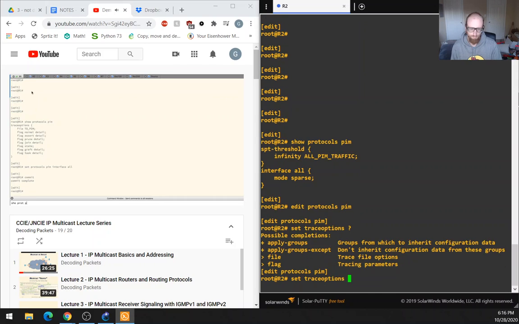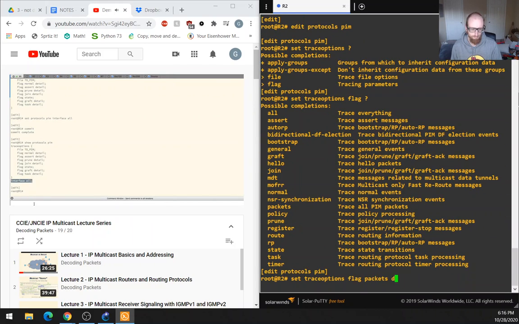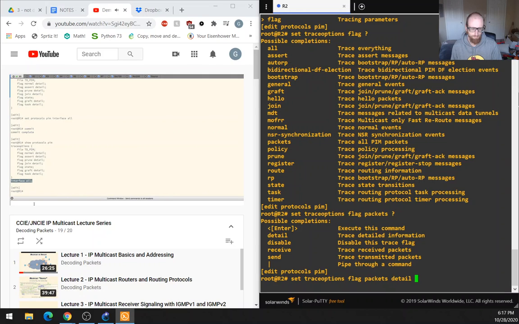If I say show protocols pim now, we will see that all of the interfaces are now activated for PIM. We will also run some exec commands to verify that all of the interfaces are coming up and all of the neighbors are discovering each other.